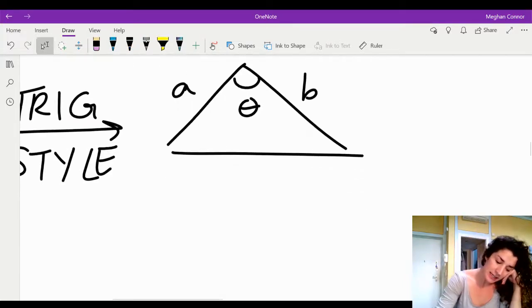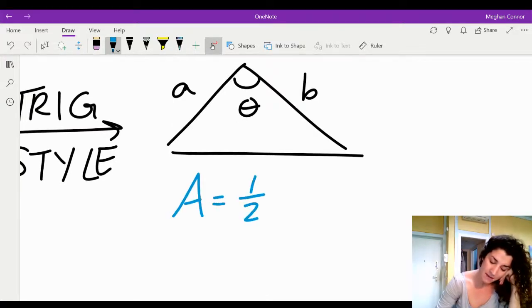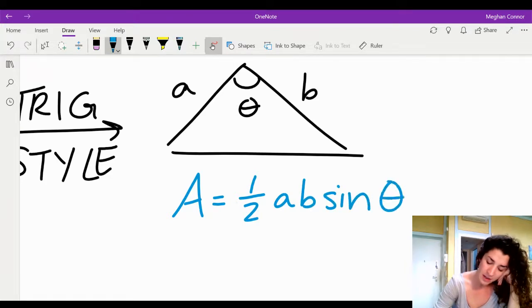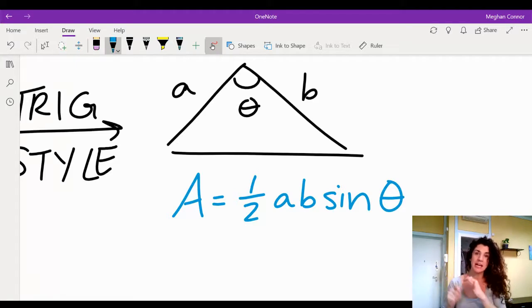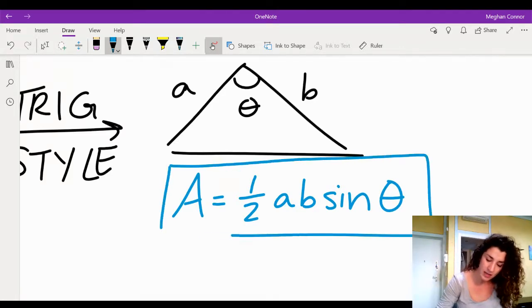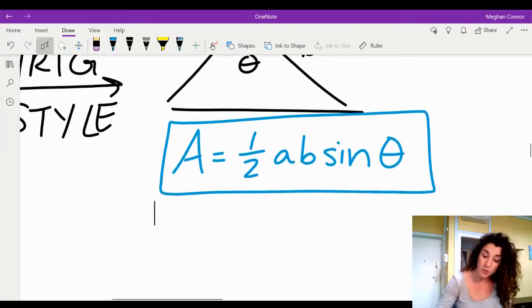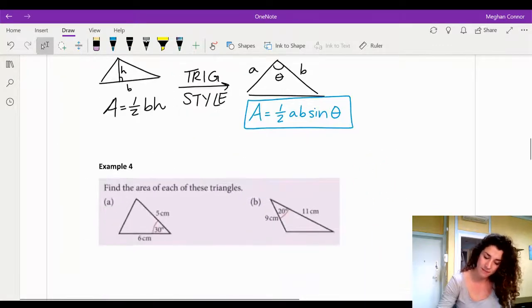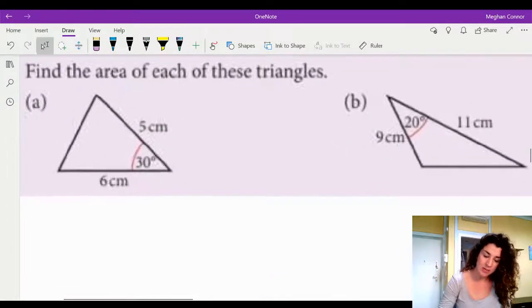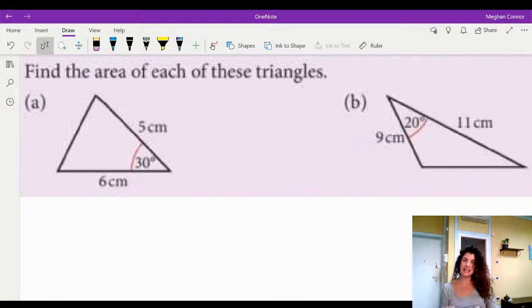Your formula is area of a triangle equals 1/2 AB sine of theta. So it's 1/2 times the side length A times the side length B times sine of that angle that's between the 2 side lengths. As long as you have 2 side lengths and the angle between them, then you will have enough information to find the area. Both of these triangles right here have 2 side lengths and the angle between them, so they're setting you up for this wonderful situation.